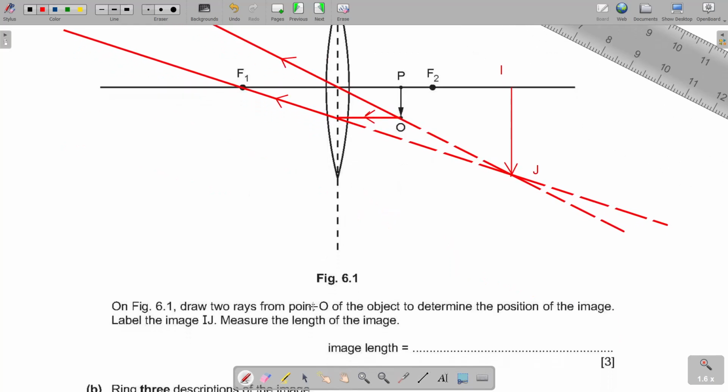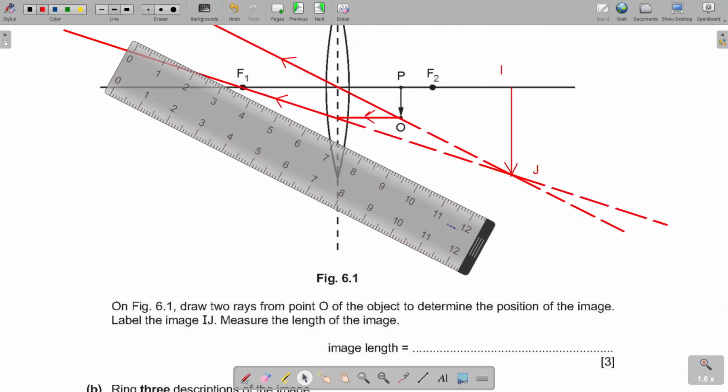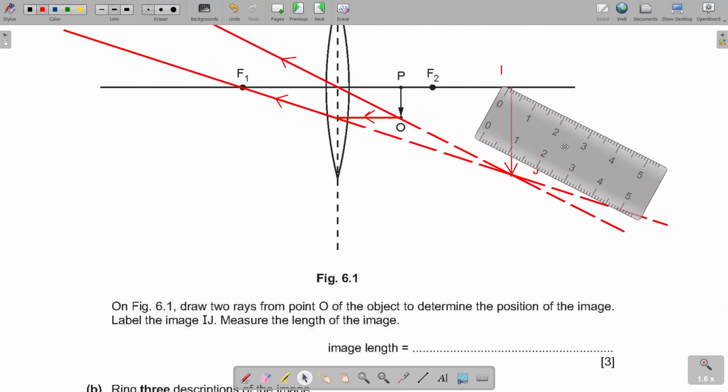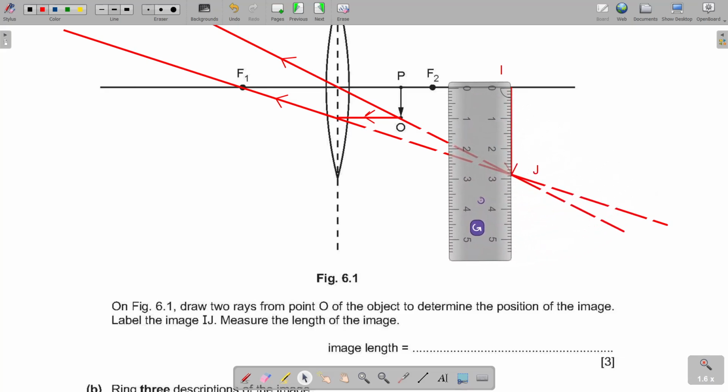Now we are required to measure the length of the image. So using the ruler here, shorten it a little bit, and we measure the distance from the principal axis to the intersection of the rays. On my diagram, this is approximately between 2.9 and 3. It is closer on my diagram to 2.9, but you don't have to get the same exact number. I'm going to write the one that I've measured, which is 2.9 centimeters.